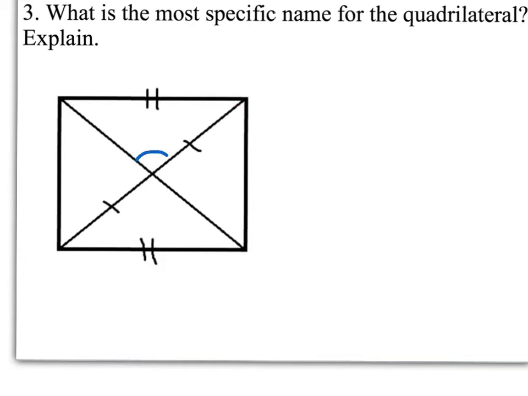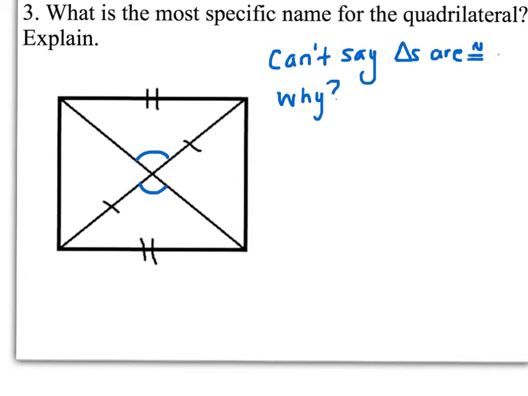Well, I know vertical angles are congruent. And it would be nice if I could say that the triangles were congruent. But remember, you can't say that these triangles are congruent. Why? Well, this would be SSA. And we know that there is no SSA. Just think about spelling it backwards. Okay, so that doesn't help.